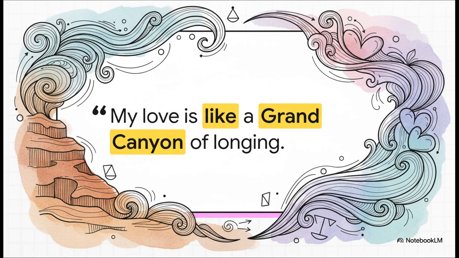Now, watch what happens when we add just one little word. My love is like a Grand Canyon of longing. Boom! Now it's a simile. It's not a direct statement anymore, it's a comparison. The image is still great, don't get me wrong, but the way it works is different. It's basically saying, hey, to help you get what I'm feeling, let's compare it to this other thing. So one is something and the other is like something.